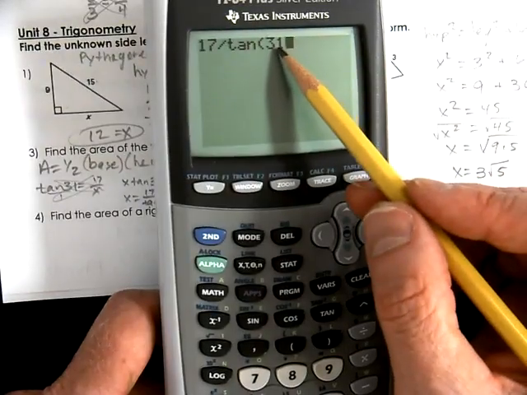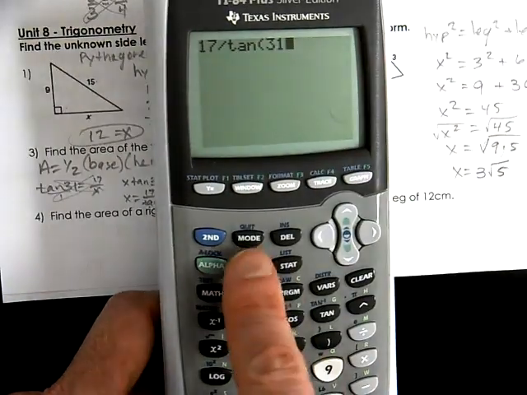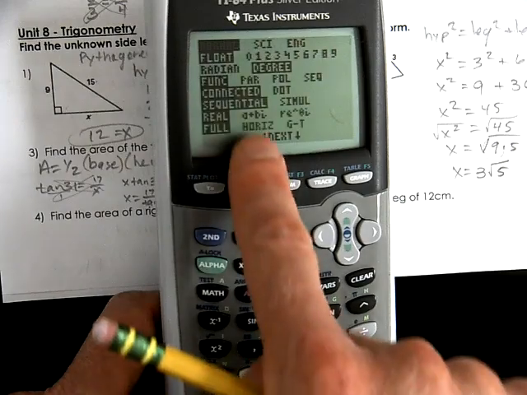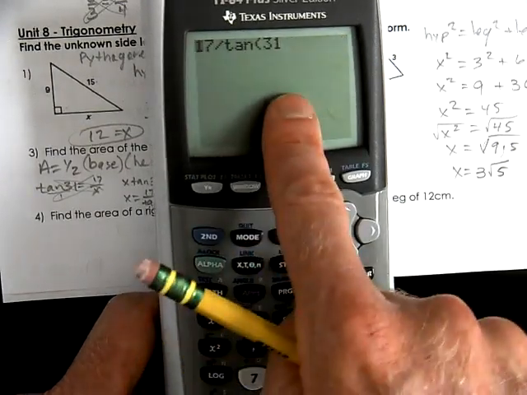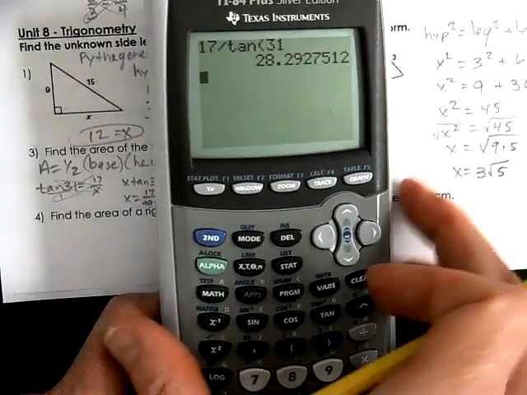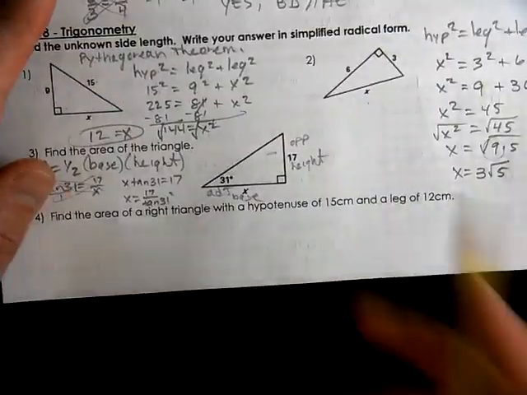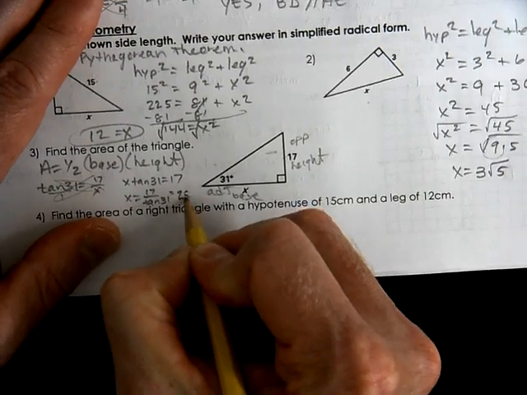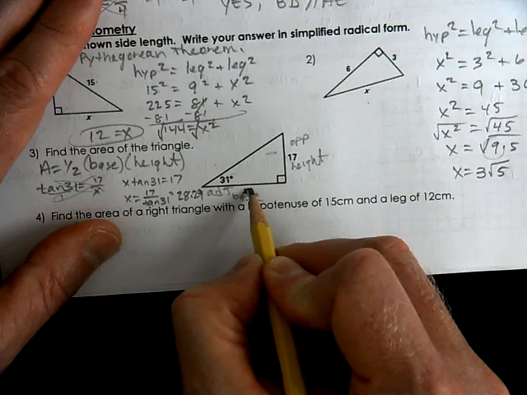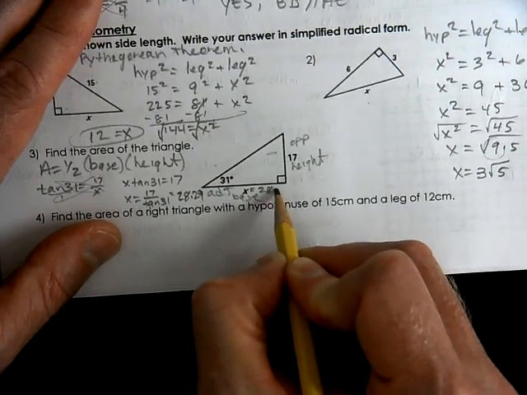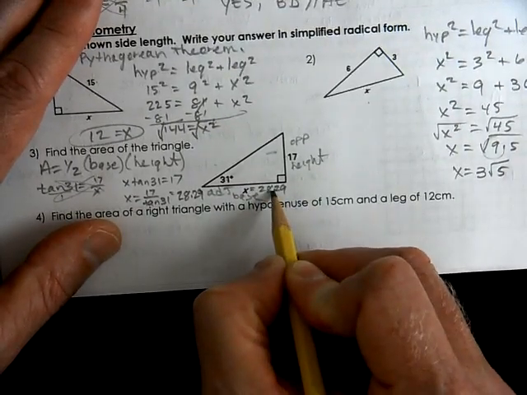Divided by the tangent of 31. You need to be sure you're in degree mode. You know that by hitting the mode button and seeing degree. Very important. Second quit takes you back to the screen. We get 28.29. So that is this length, 28.29.